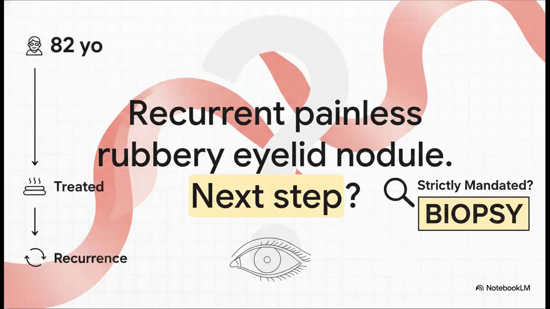All right, let's lock in that neoplastic red flag with this final integration. An 82-year-old patient presents with a recurrent, painless, rubbery hard nodule on the upper eyelid. It was previously treated with warm compresses, but has returned in the exact same location. What is the strictly mandated next step?